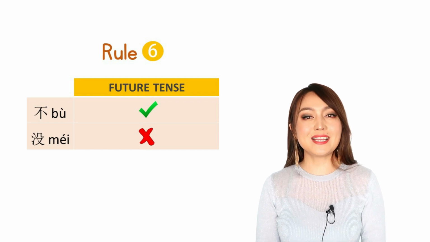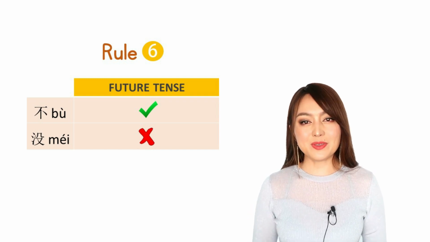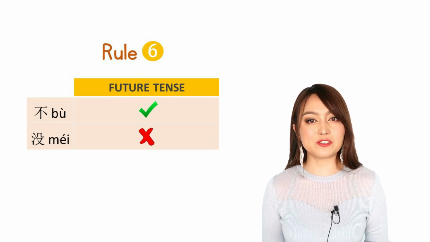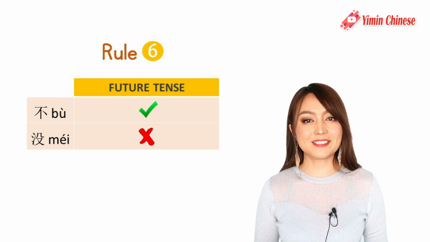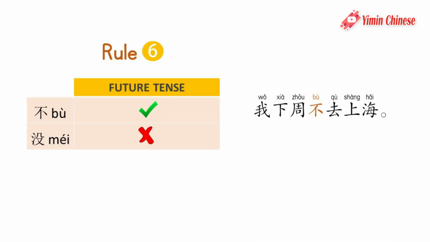Okay, now rule number 6. 不 can be used for all tenses, the past, the present, and the future. However, 没 is never used for future tense. You can say 我下周不去上海, I'm not going to Shanghai next week. But there's no way you use 没 in the future. We don't have an example sentence with 没 in future tense because we never use it in that way.